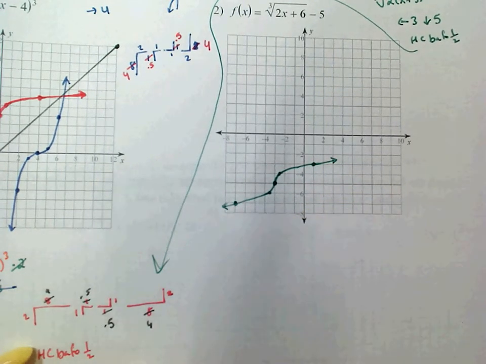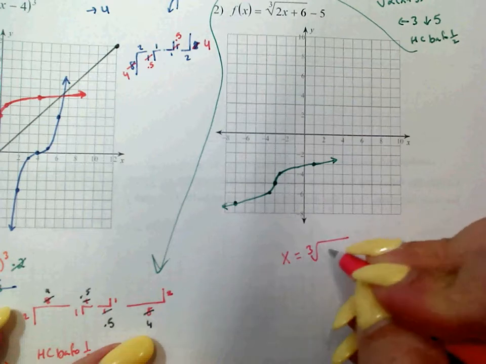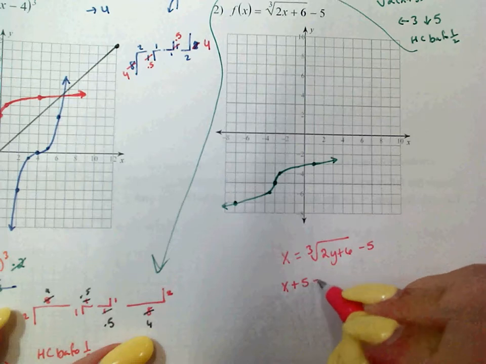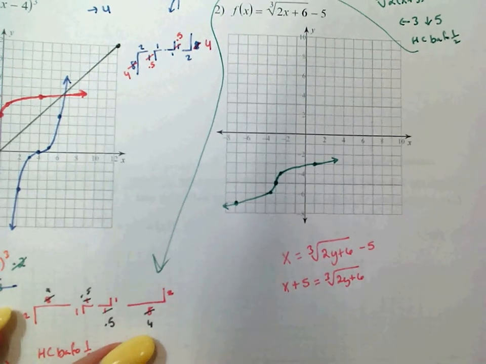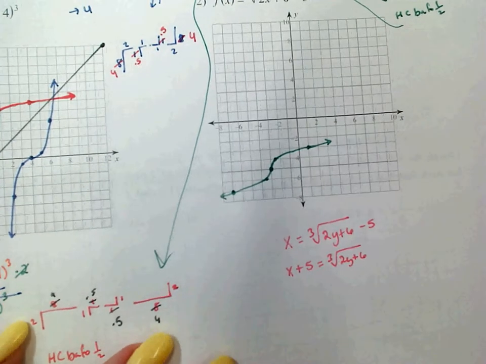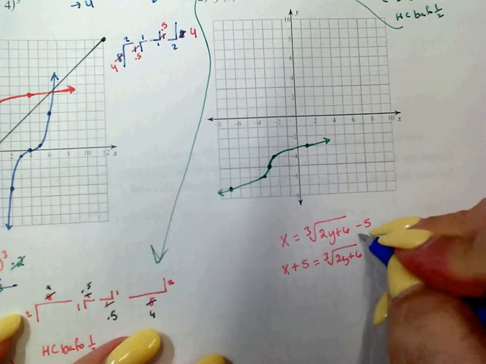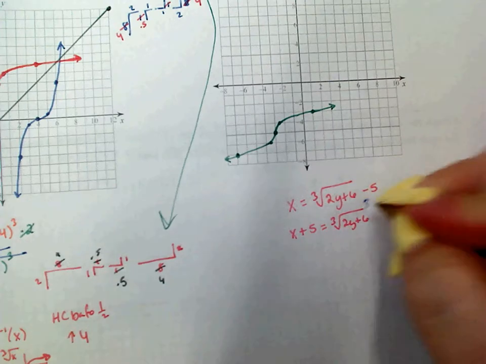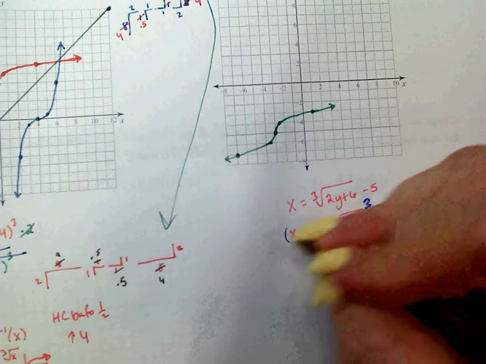Okay, and then I'm going to find its inverse. So x equals the cubed root of 2y plus 6 minus 5. So I'm going to add the 5. I'm going to cube both sides. So if I cube both sides, and that simplifies out with that.